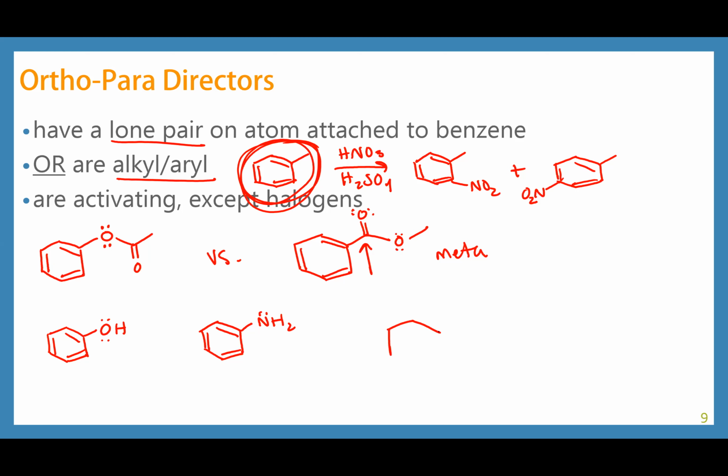The other bit of this rule here is that halogens are ortho-para directors, but they're not activating. They're actually deactivating. So a benzene with a halogen on it, even though the halogen is ortho-para directing, it's actually going to make the benzene less reactive. We'll talk about why in a second.